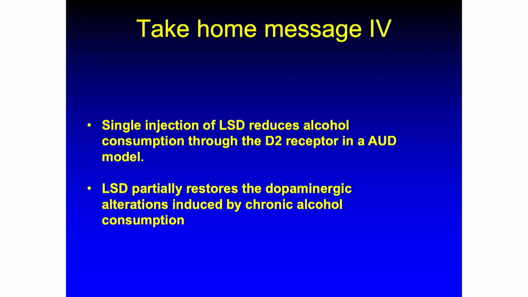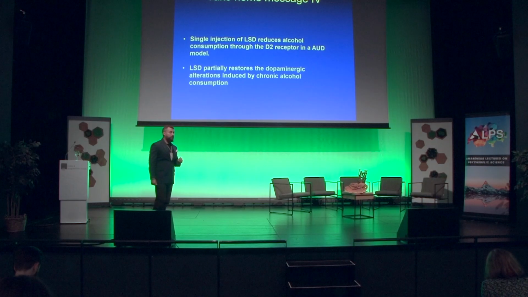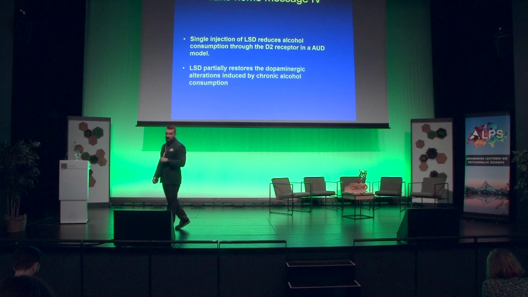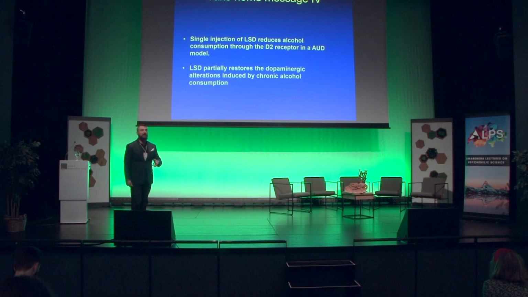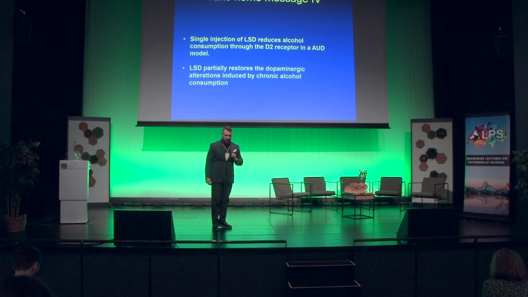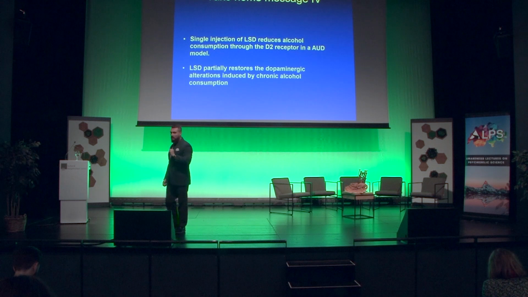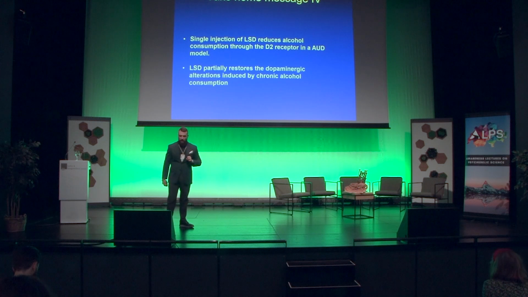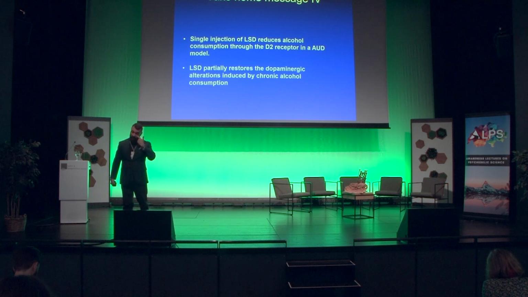So what we can say for this third part of the talk is that a single injection of LSD reduced alcohol consumption, primarily through the dopamine D2 receptor, in a preclinical model of alcohol use disorder, and LSD also partially restores the dopaminergic alterations induced by chronic alcohol consumption. Concerning the electrophysiological effect, the story is even more complicated, because apparently those receptors, dopamine D2 and 5-HT2A, seem not to be involved. We have some hypotheses, but we need to test them.